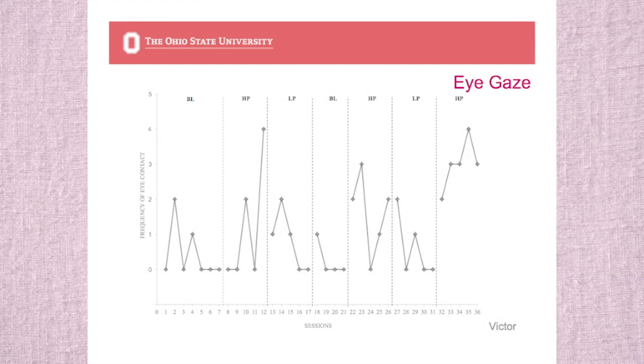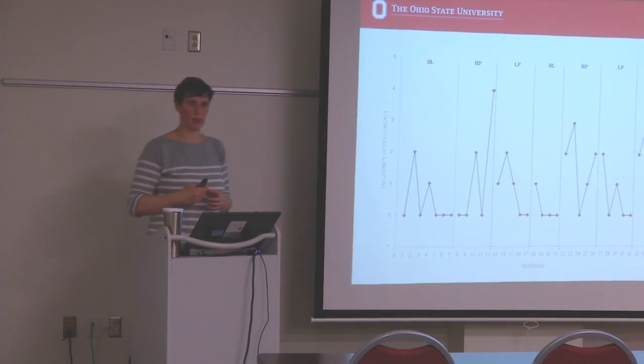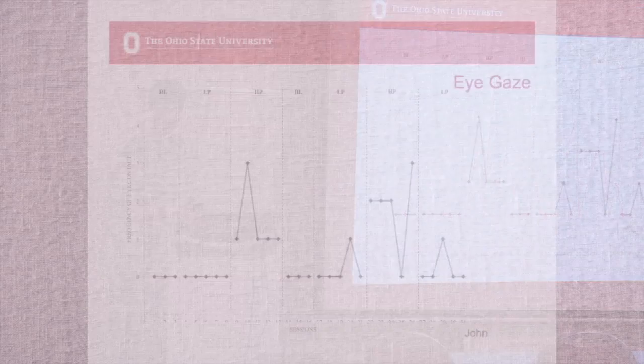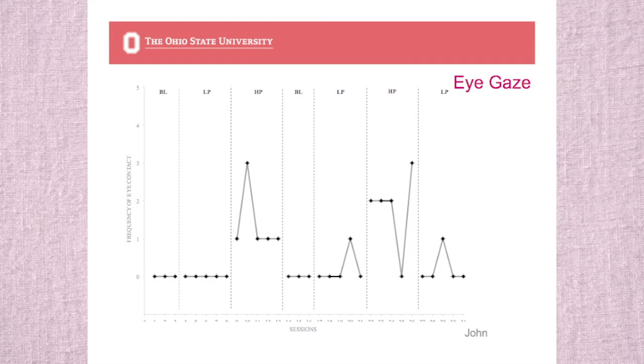These are the data for Victor. Baseline, high preference, we start to see some responding. We put the low preference item in place, the responding goes away. Same thing in baseline. High preference, we have some variability. Go back to low preference, he's not responding. And then in that last high preference session, we start seeing some more behavior. And then finally for John, we really only saw responding when we gave him access to the high preference item.